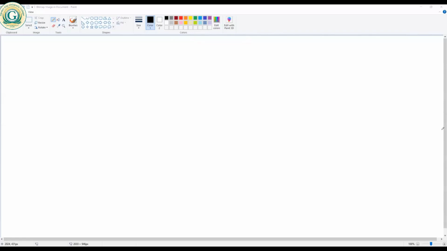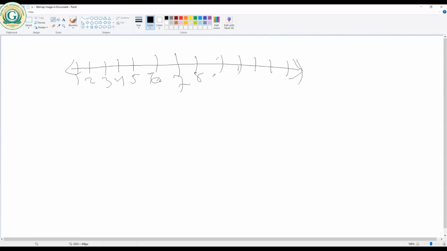So we are going to learn or revise something we learned in SS. We have the pH scale. So from the pH scale, we have the model here. We have 1, 2, 3, 4, 5, 6, and this is 7. Then 8, 9, 10, 11, 12, 13, 14.